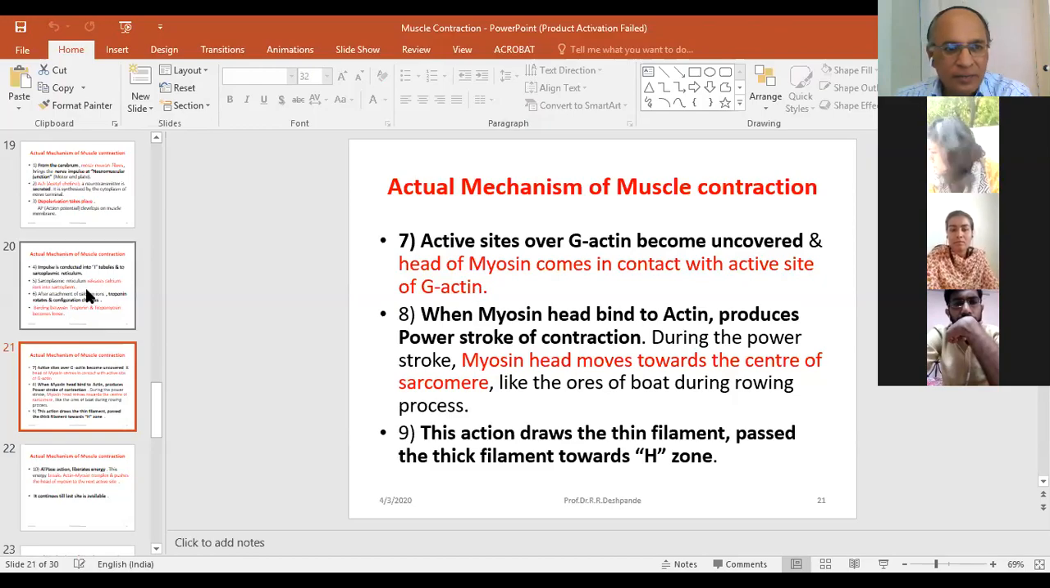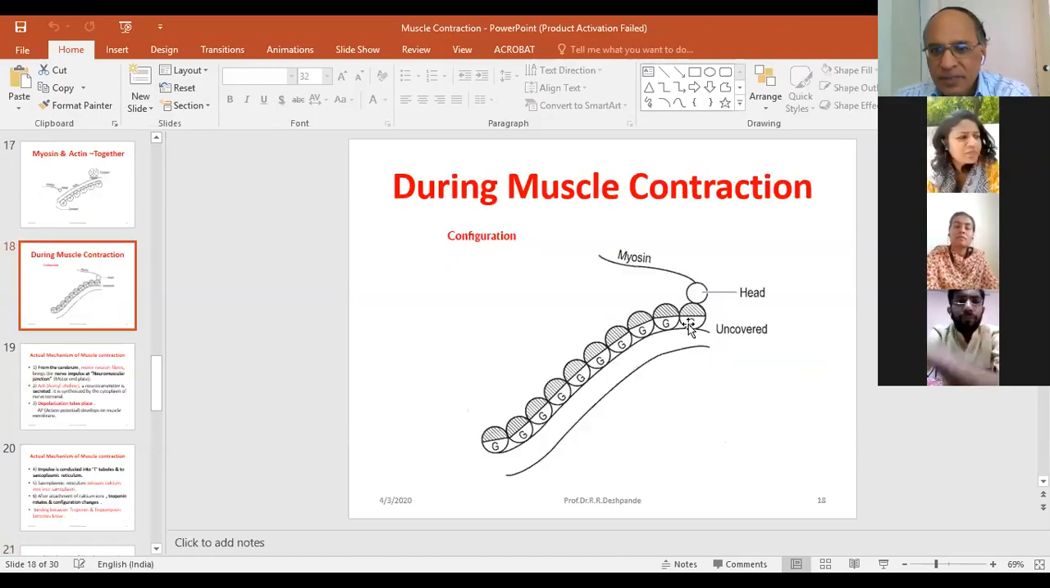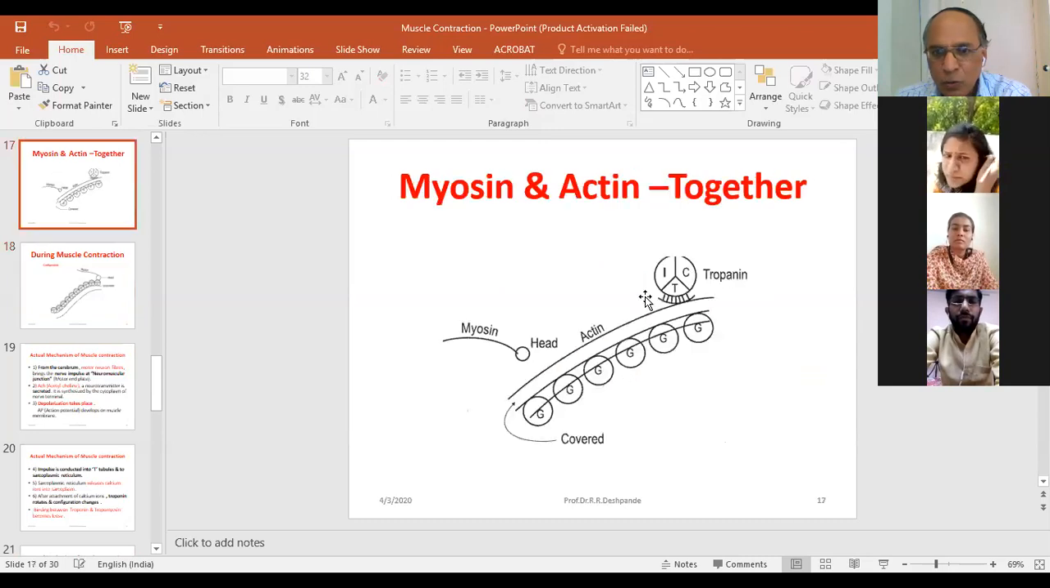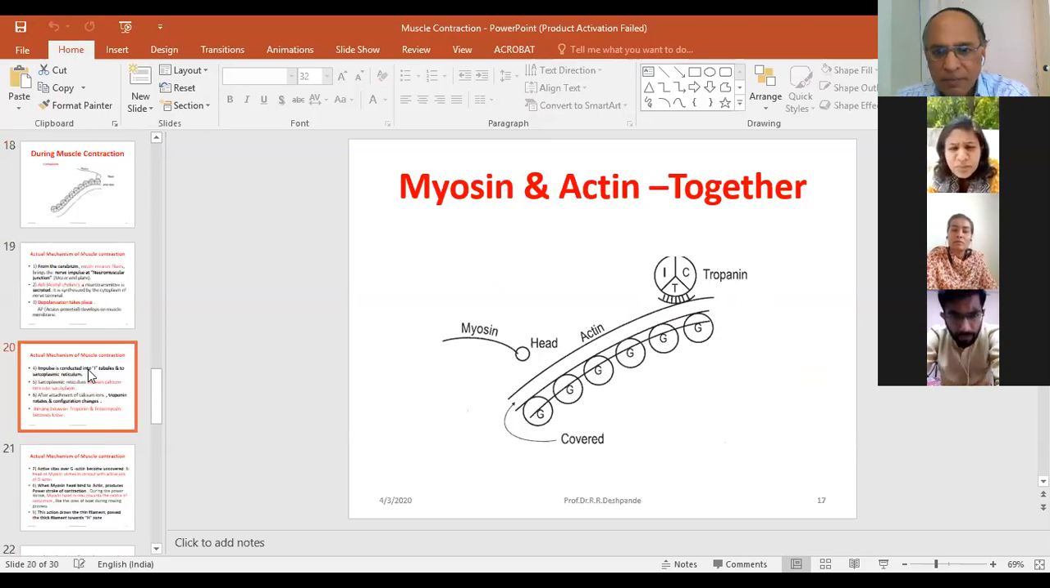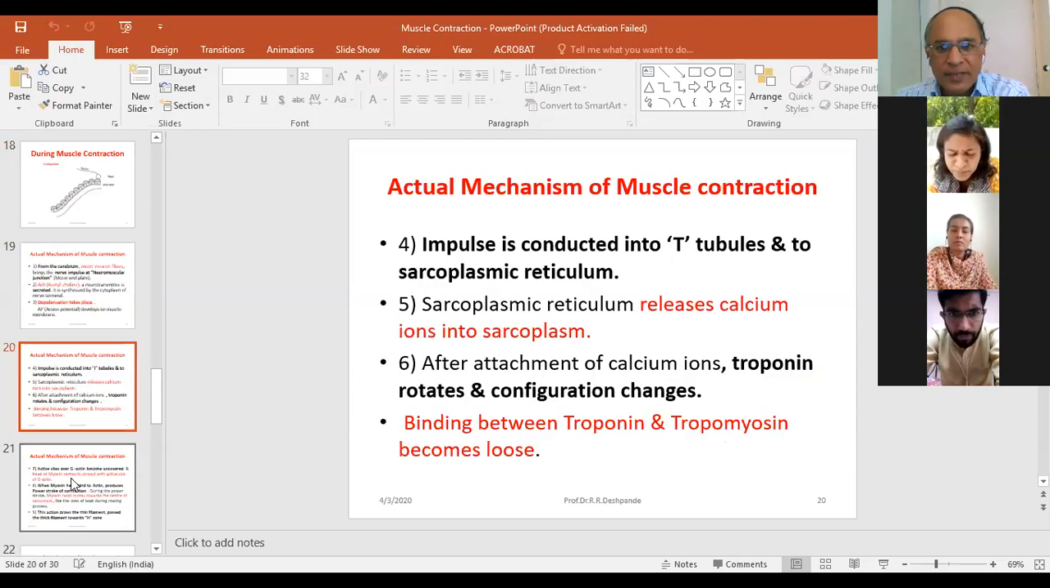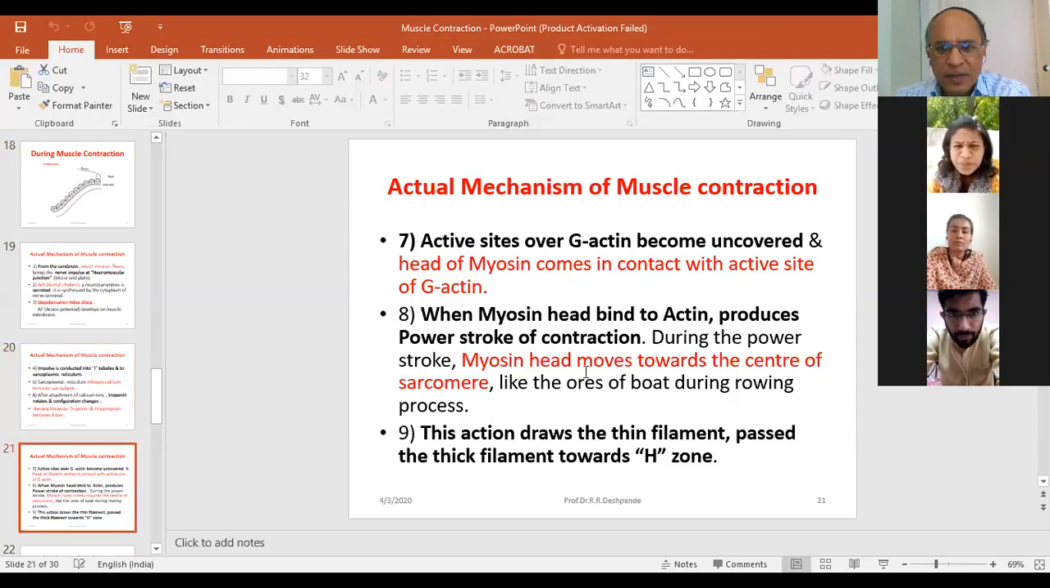Can you see again here? Here, this is the actin molecule. This is the open site. This is uncovered, and this is covered. Can you again go back? Here I have shown you this picture. This is the G part and this is the troponin part. So this figure you must remember. Okay. Next, what is happening? When the myosin head binds to the actin, it produces the power stroke of contraction. It's like a stretching.